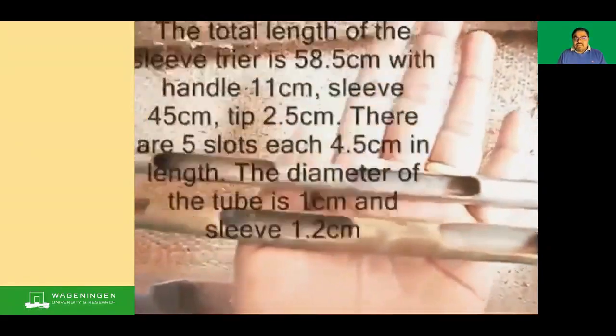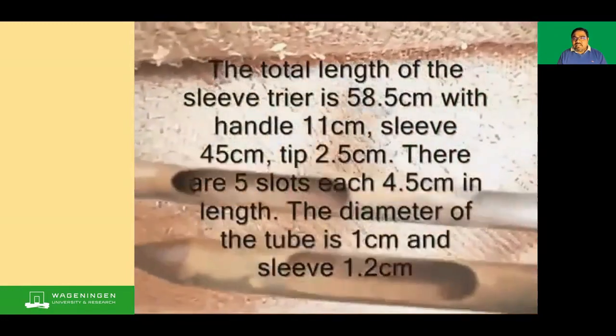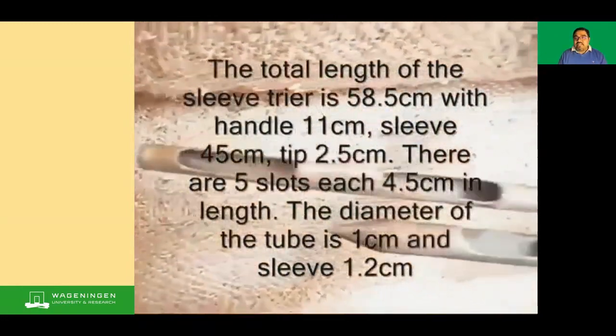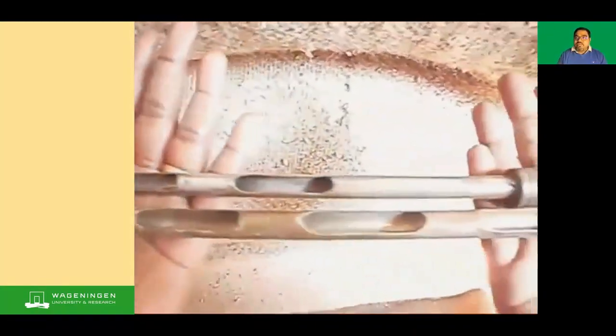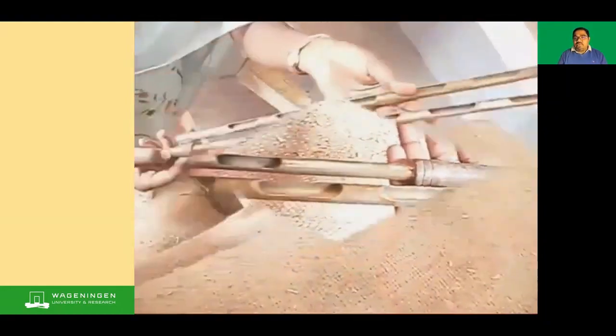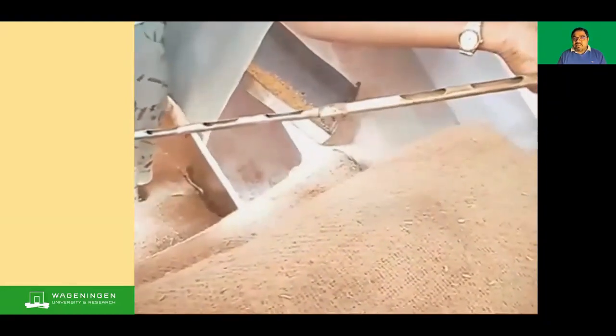So this is a sleeve trier. You can see these slots. In these slots, the seeds fall inside this pipe, and there are two sets of concentric pipes. One pipe goes inside the other, and it can close and open based on where you want the samples to be. So you can see this. Yeah, so now it is going inside.